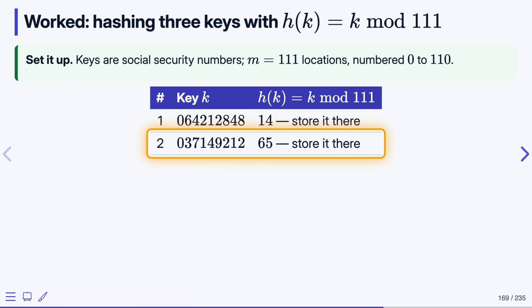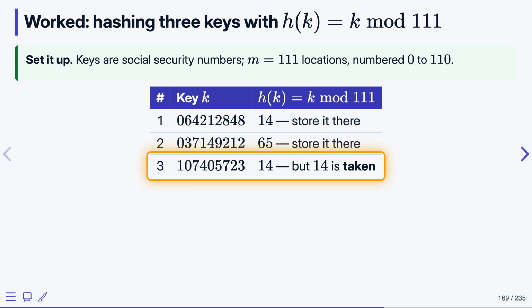Key 2, 037149212 gives 65. That location is free too. Key 3, 1074057723 also gives 14, but location 14 is already occupied. Two different keys want the same slot. Now what?